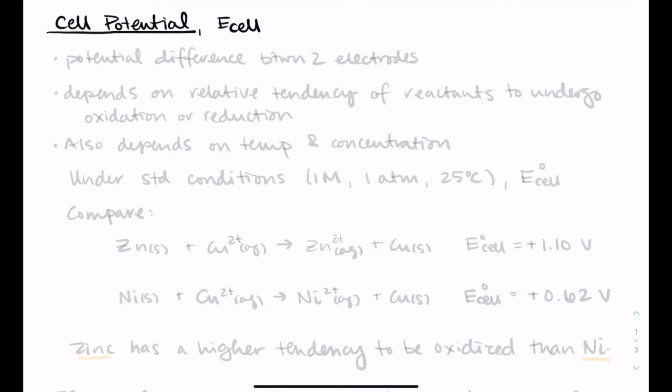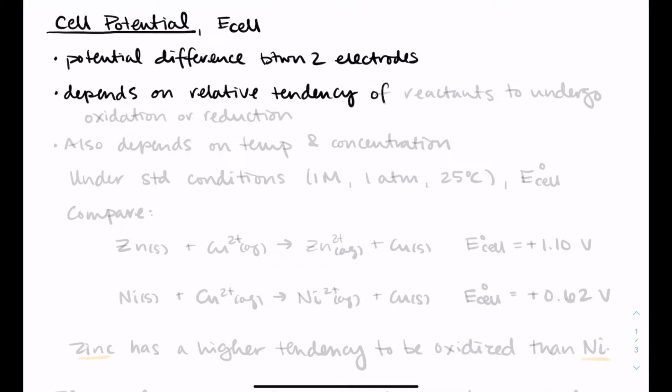So let's actually calculate a cell potential. We'll label this as a capital E cell. You may also see it as a fancy E, I think it's an epsilon cell. This is our potential difference between the two electrodes, and it depends on how much things want to be oxidized or reduced. So the relative tendency of reactants to undergo oxidation or reduction.